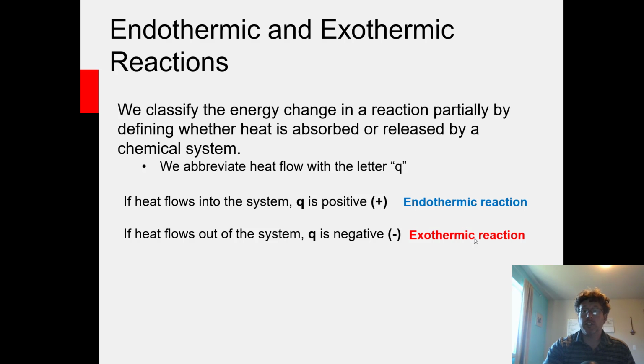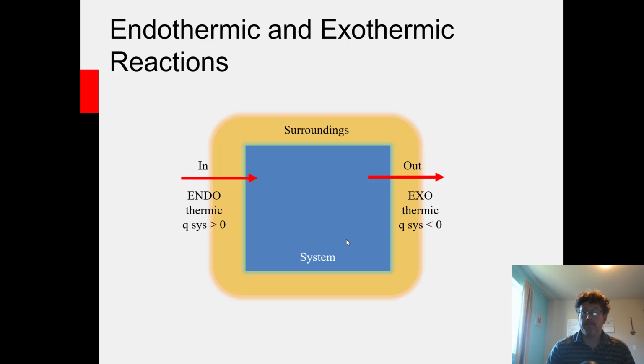So what we have here are essentially three ways of saying the same thing. If heat flows into the system, we call that an endothermic process, and that means that q is a positive number. If heat is flowing out of the system, we call that an exothermic process, and the q for the system is negative. So negative q means feels hot, possibly on fire. Positive q means feels cold, maybe very cold to the touch.